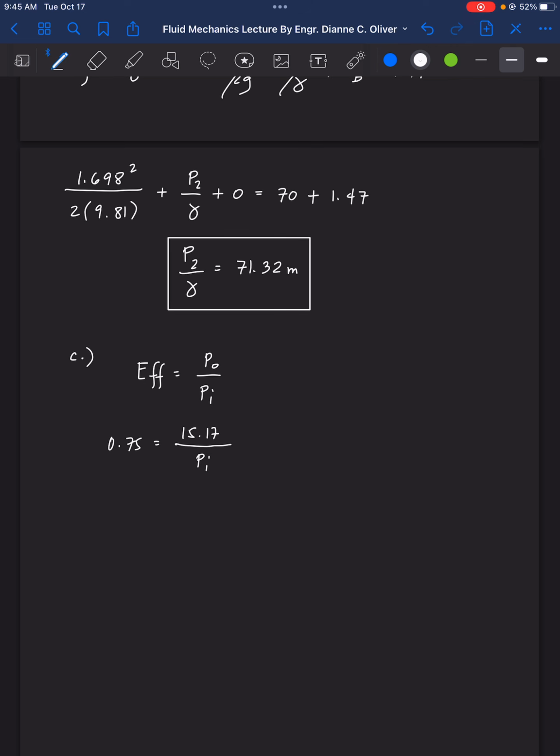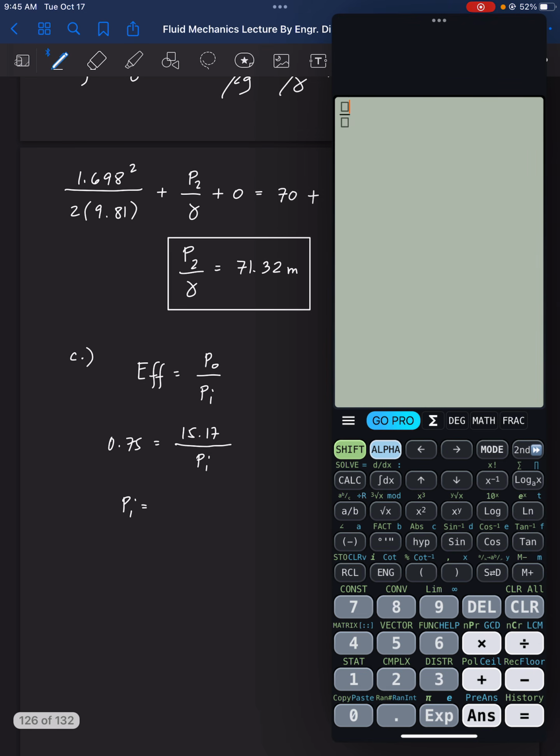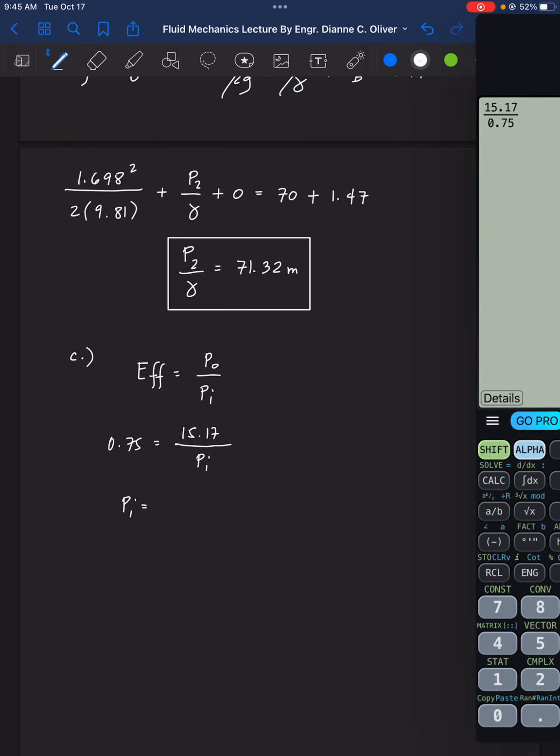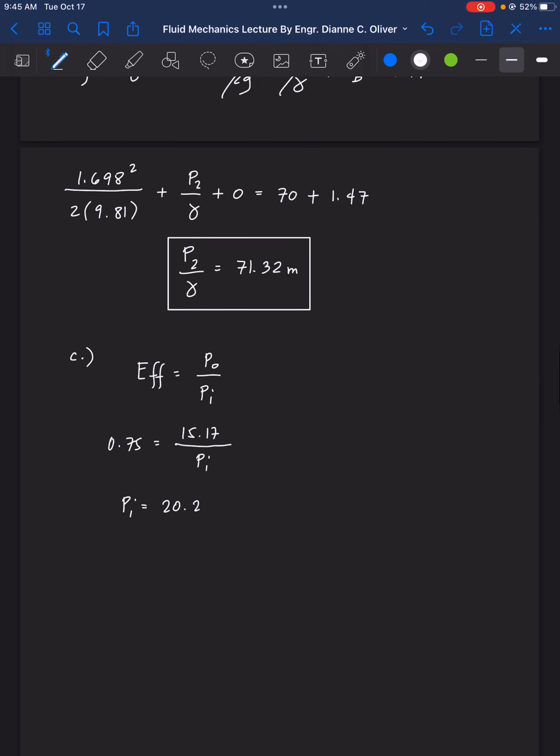Then our PI is 15.17 all over 0.75. So 20.227, and this is in kilowatts. So PI equals Q gamma E. So our E here is the head added.